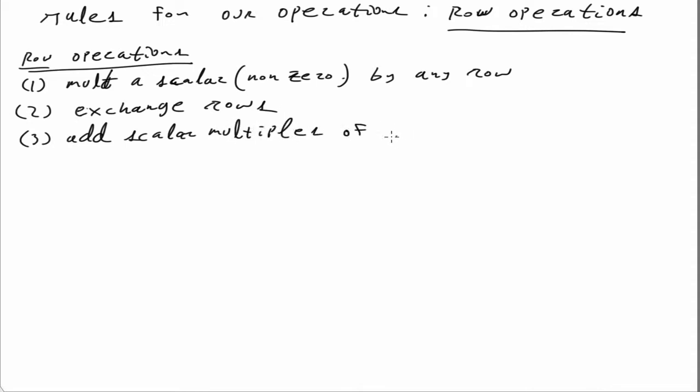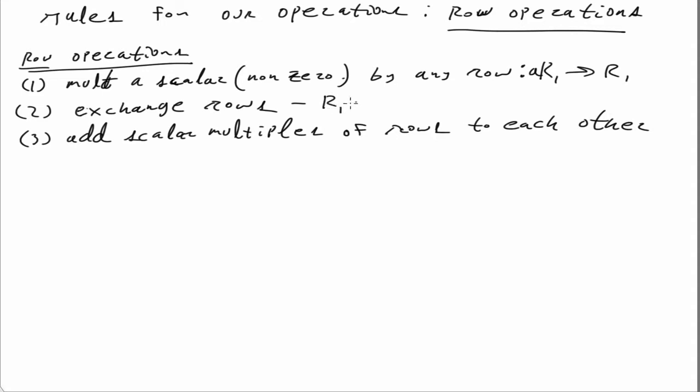We can add scalar multiples of rows to each other. All right, so let's elaborate on what this means. What we're really doing here, for multiplying by a scalar, is taking, say, row 1 and multiplying it by a constant. We'll call it A. And that's going to become my new row 1.